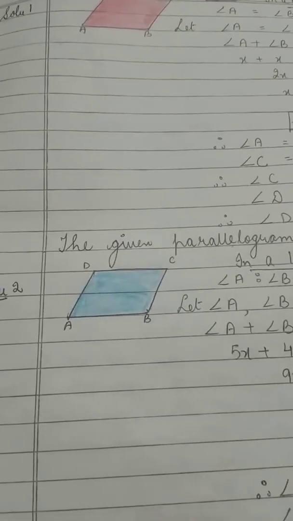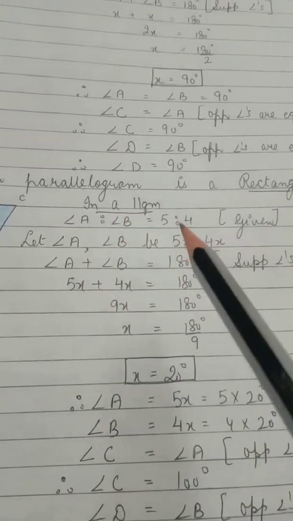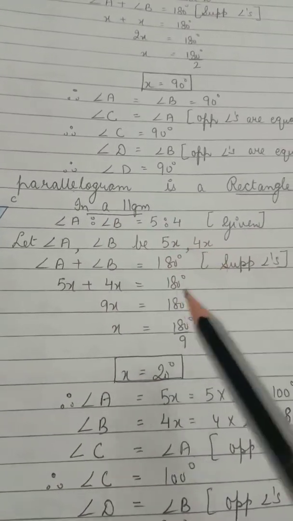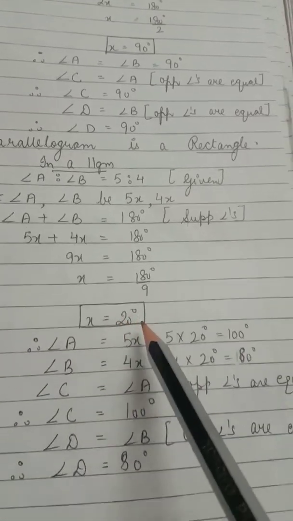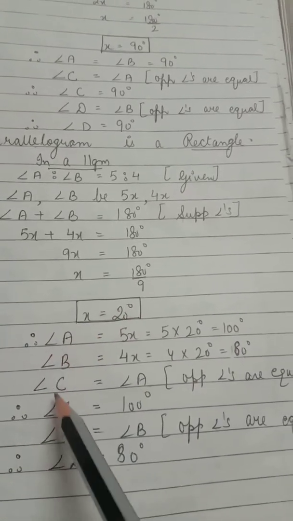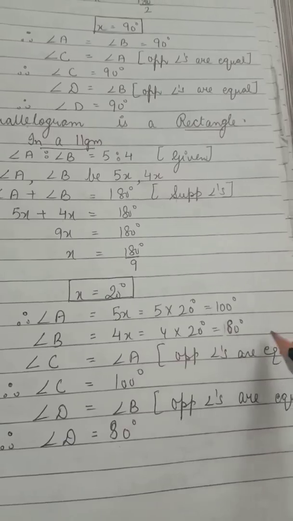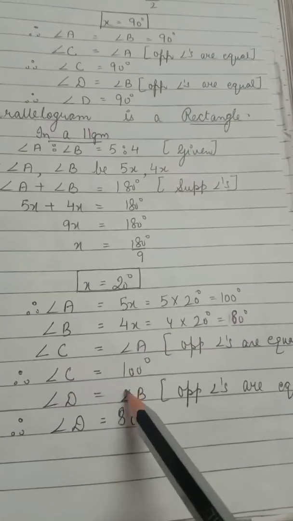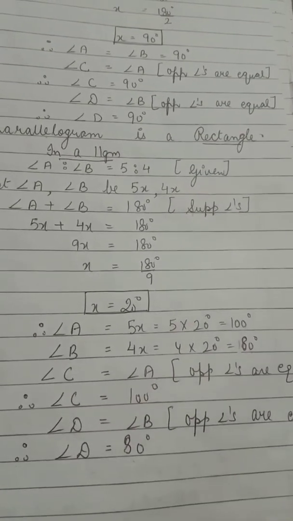Now moving on to question number 2. Here they have given you the ratio of two adjacent angles, but the process will remain same. You will take them as 5x and 4x. Again use the same property, you get the value of x, find A, find B, and C will be equal to A, opposite angle property, D will be equal to B, opposite angle property.